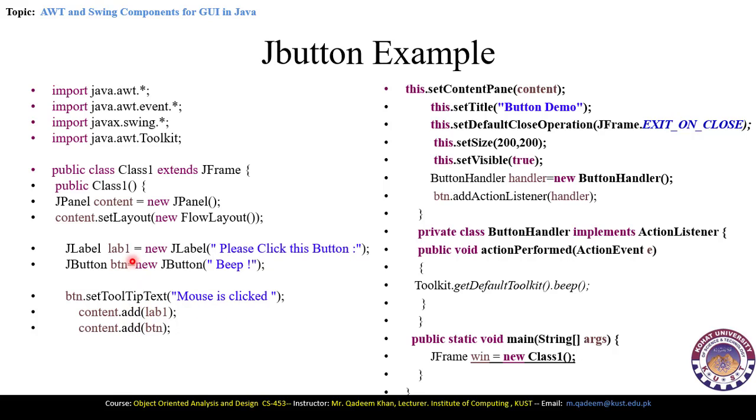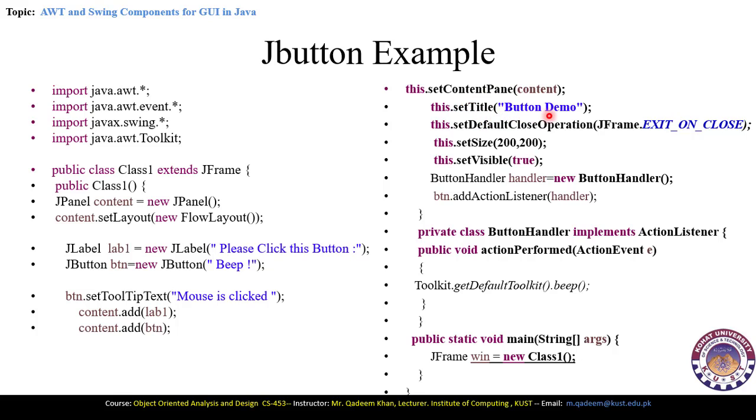We will add these two different controls in the content, which is in fact our JPanel. After adding these two controls in the JPanel, our GUI is complete. And then we will add the panel inside of the content pane.